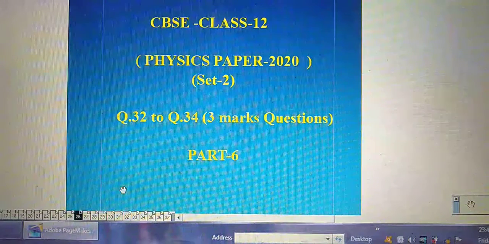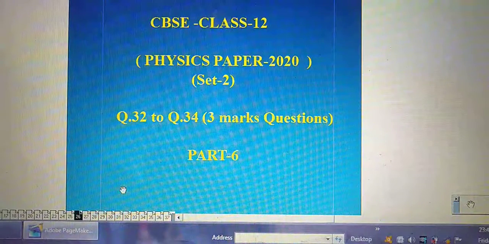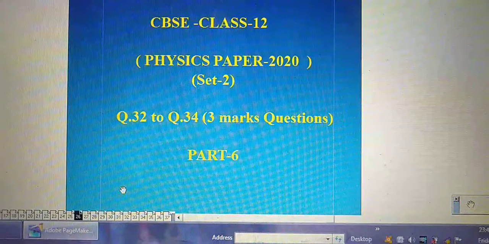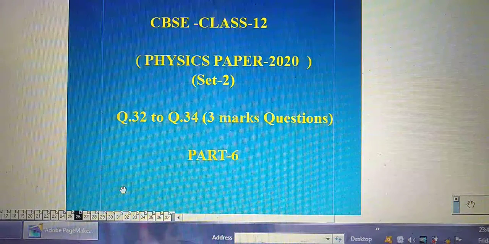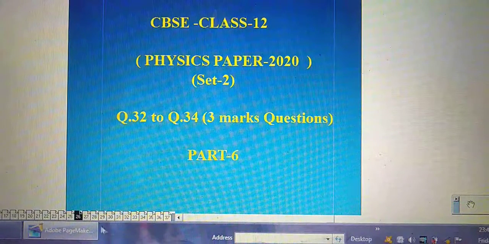Today I'll discuss the remaining 3-mark questions from the CBSE Class 12 Physics paper 2020 set 2. Let's start.